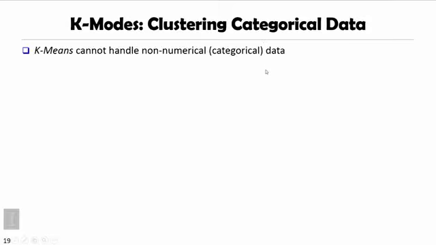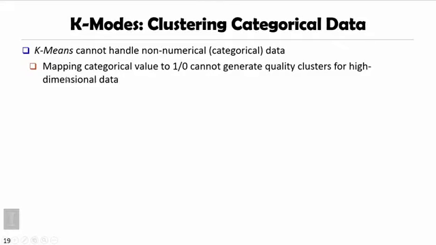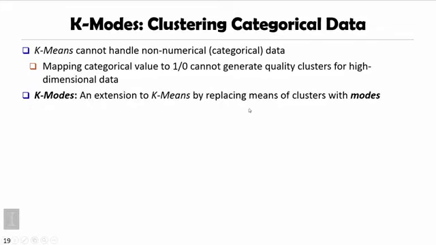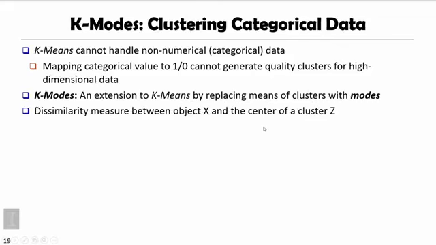Then we look at k-modes as another interesting alternative to k-means. K-modes is essentially to handle categorical data, because k-means cannot handle non-numerical categorical data. Of course, we can map categorical values to 1 or 0. However, this mapping cannot generate quality clusters for high-dimensional data. Then people proposed the k-modes method, which is an extension to k-means by replacing the means of the cluster with modes.